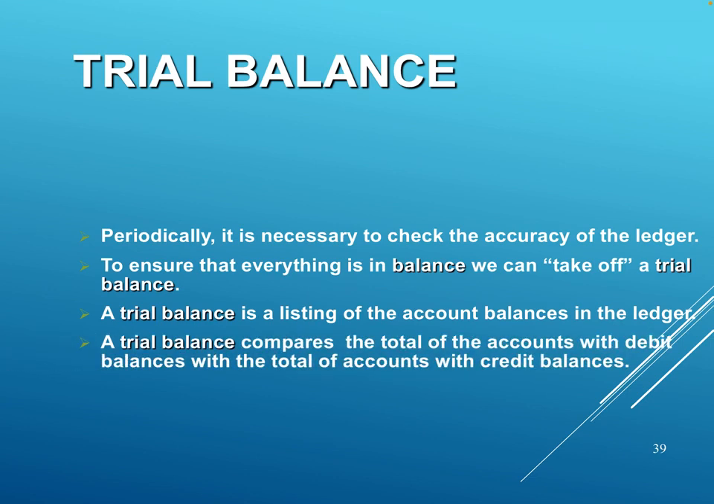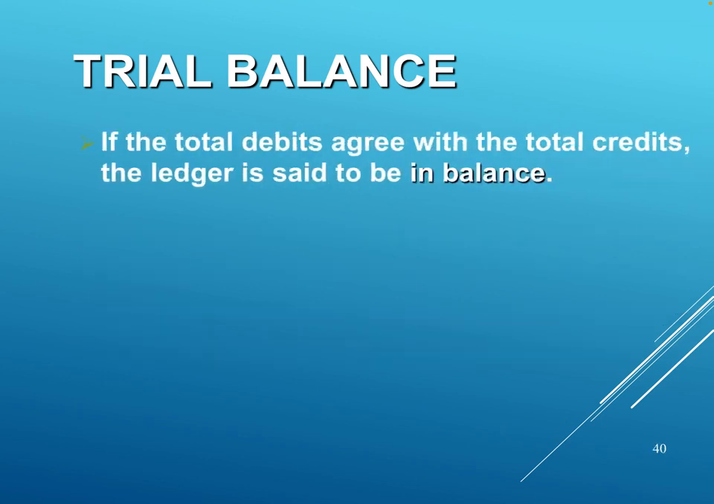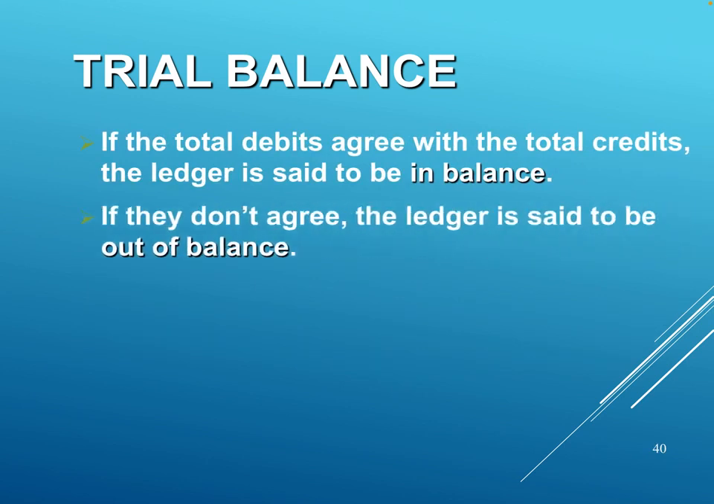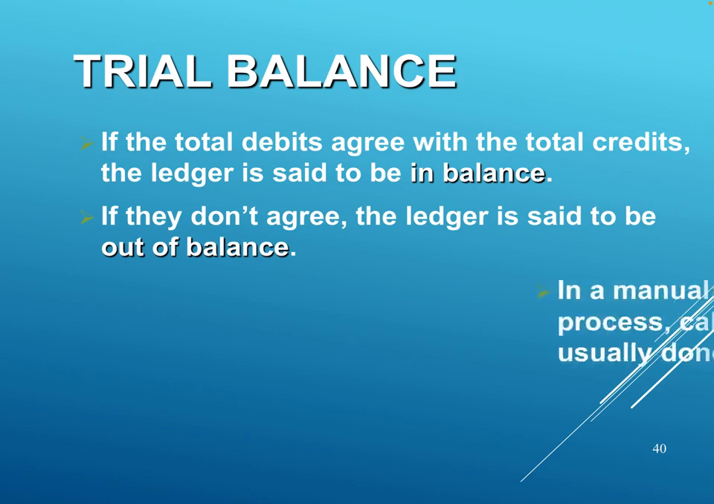A trial balance compares the total of the accounts with debit balances with the total of accounts with credit balances. If the total debits agree with the total credits, the ledger is said to be in balance. If they don't agree, it's out of balance. Okay, so your debits always have to equal your credits, which we've talked about before. So what are we doing with the trial balance? We're just verifying that this is true.